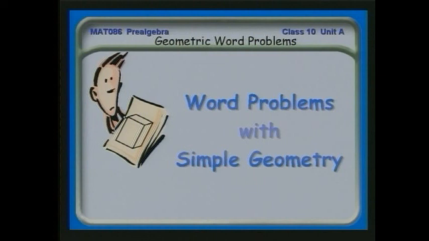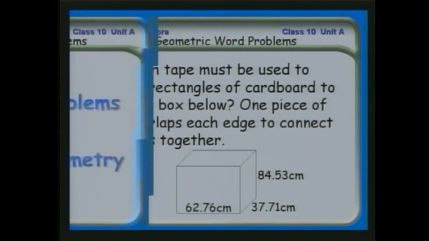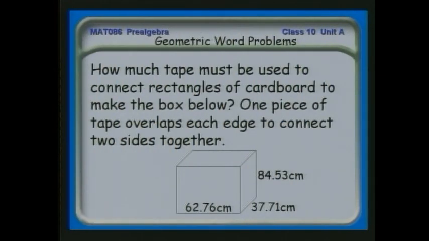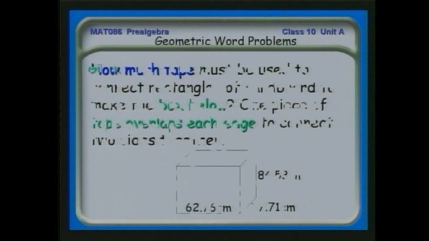Let's now look at a problem using some simple geometry. How much tape must be used to connect rectangles of cardboard to make the box below? And we know that if I wanted to make a box, one piece of tape overlaps two sides. There's the box, there are the dimensions of the box. What are we asked for? How much total tape must I hook up to make that box work, make the thing into a box, and, well, how much tape?